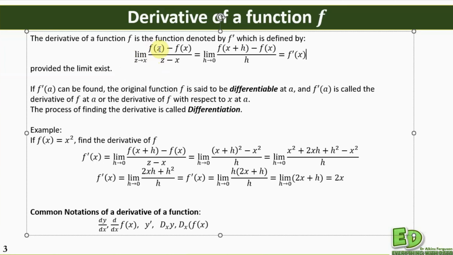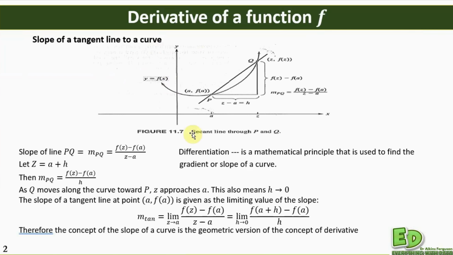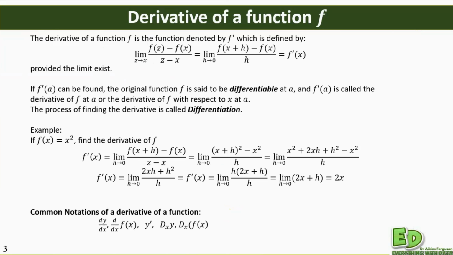We say f of z minus f of x. Remember, it was f of a in the initial slide. It was f of a here. And then because the function will be given in terms of x, it's being changed to f of x. So all over what was z minus a is now z minus x.